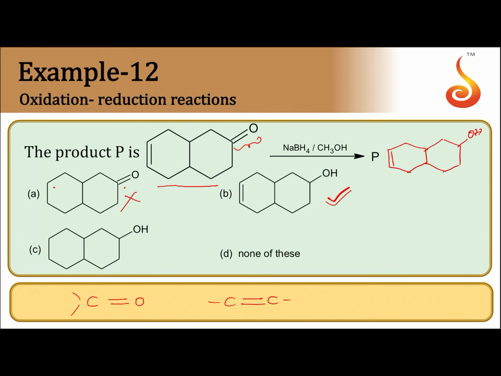In option B, unsaturation is not affected, but the ketone is reduced to a secondary alcohol. So this option is correct.